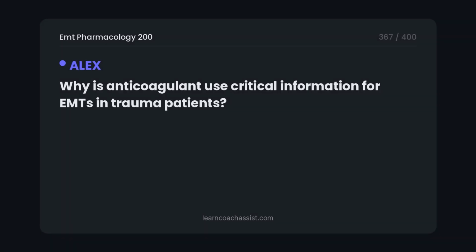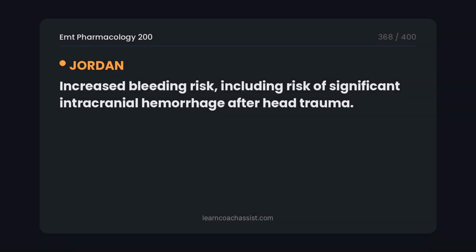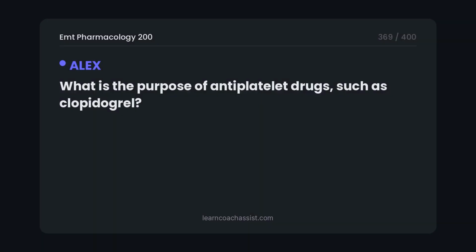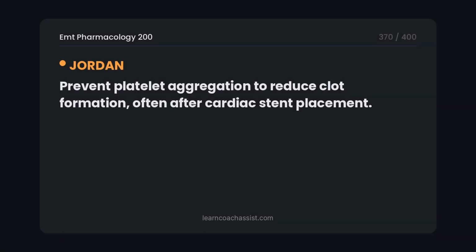Why is anticoagulant use critical information for EMTs in trauma patients? Increased bleeding risk, including risk of significant intracranial hemorrhage after head trauma. What is the purpose of antiplatelet drugs, such as clopidogrel? Prevent platelet aggregation to reduce clot formation, often after cardiac stent placement.